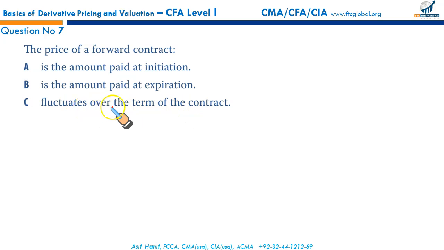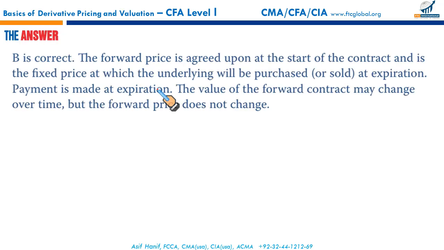Value of the forward contract may fluctuate, but not the price, because the price under the forward contract is fixed at the very start. So that makes B the correct option, and that fixed amount is paid at expiration. B is the right option.